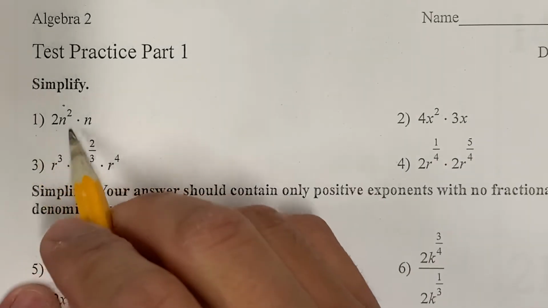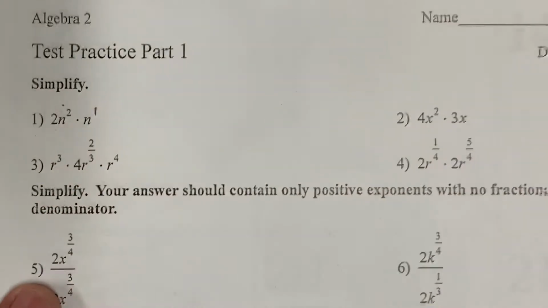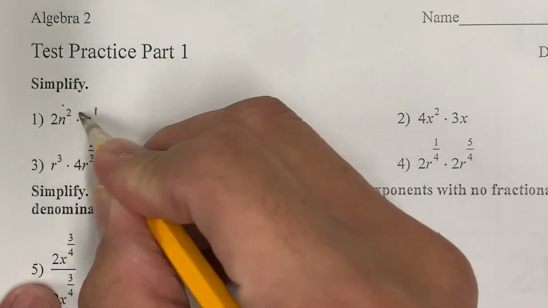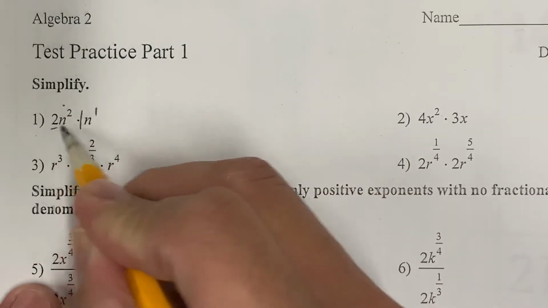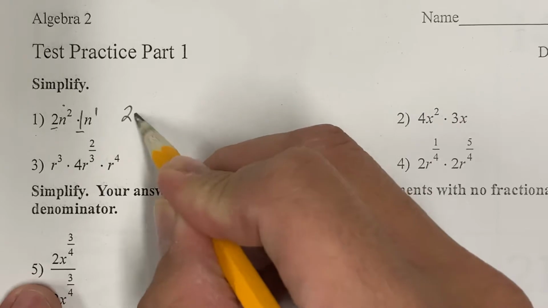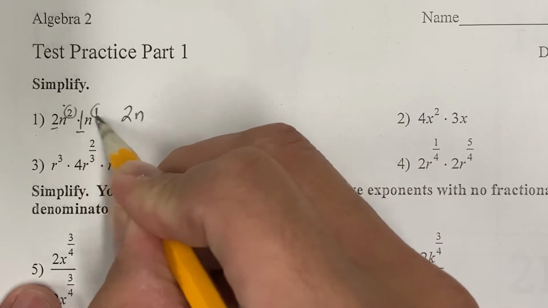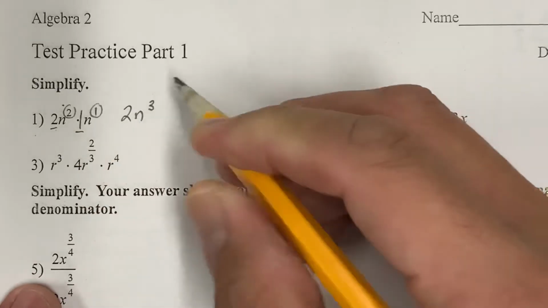Number 1, 2n squared times n. You know that there's an imaginary 1 there, an invisible 1, so the n also right here. So you multiply the coefficients, 2 times 1 is 2. And what do you do with the exponents 2 and 1? You add them. So the answer is 2n to the third power.